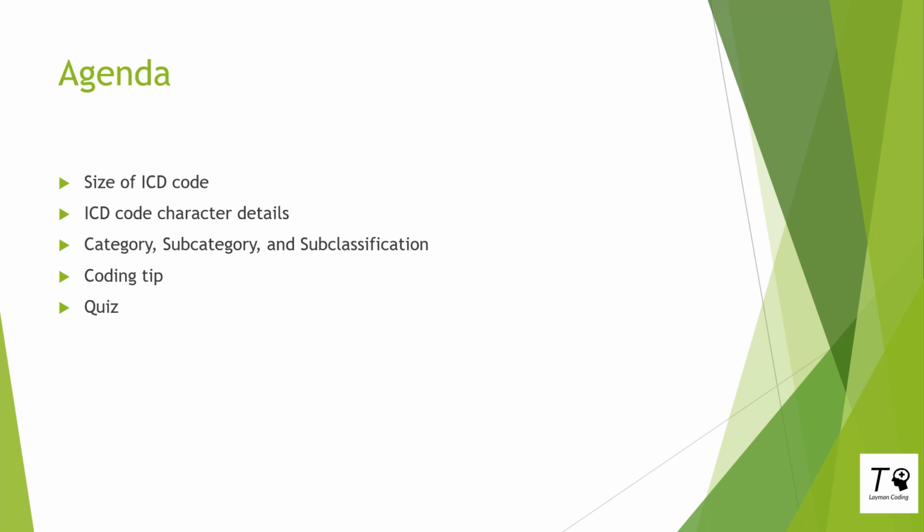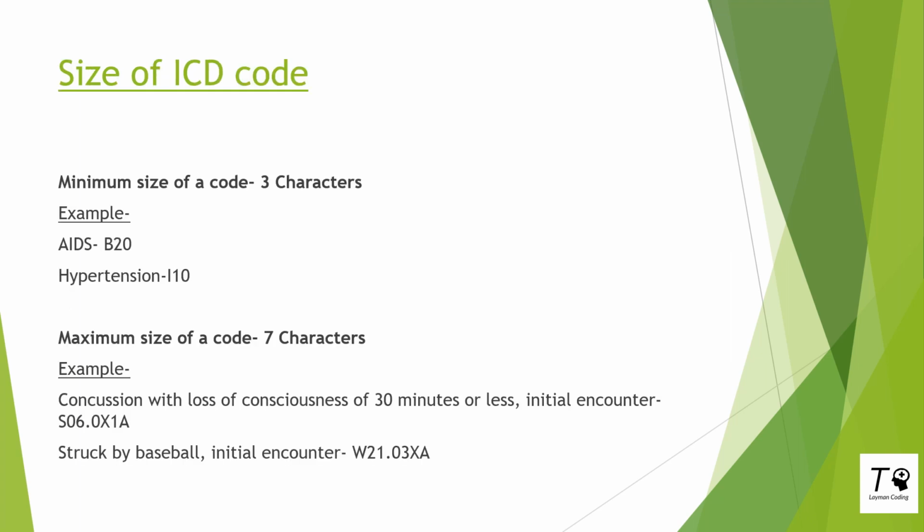In today's topic, we are going to talk about the size of ICD code, character details, category, subcategory and subclassification in a code, coding tips, and there will be a quiz for you people. Let's talk about the size of ICD code. Minimum size of a code is 3 characters.